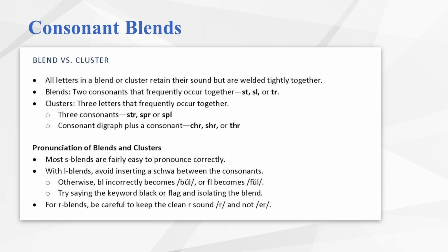The R blend poses a similar challenge. We want to avoid saying "er," which is reserved for the ER, IR, and UR patterns. For our R blends, instead, we want that clipped R sound. So, for instance, FR would not be "fer." Instead, it would be "fr," as in friend, fresh, and free.